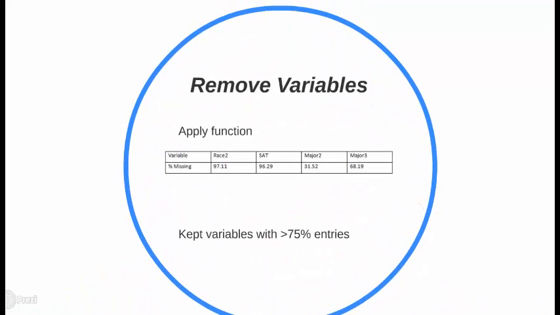The next step in the project is to remove variables. We do this by using the apply function in R. This function tells us how much data is missing from each of the variables. We then identify which variables need to be removed by removing any of the variables that are missing more than 25% of the entries, thus keeping anything that has more than 75% of the entries.